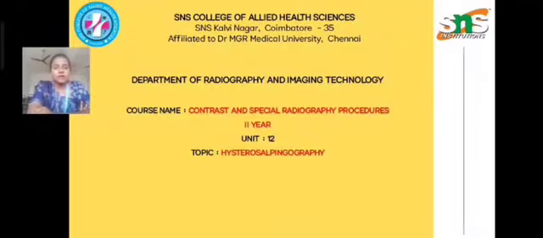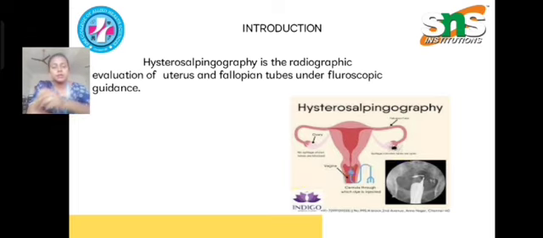Hello all, in this video we are going to discuss a topic about hysterosalpingography, which is also known as HSG. This procedure is done in females to evaluate the uterus, fallopian tubes, and ovaries under fluoroscopic guidance by injecting a contrast media into the vagina through the uterus.